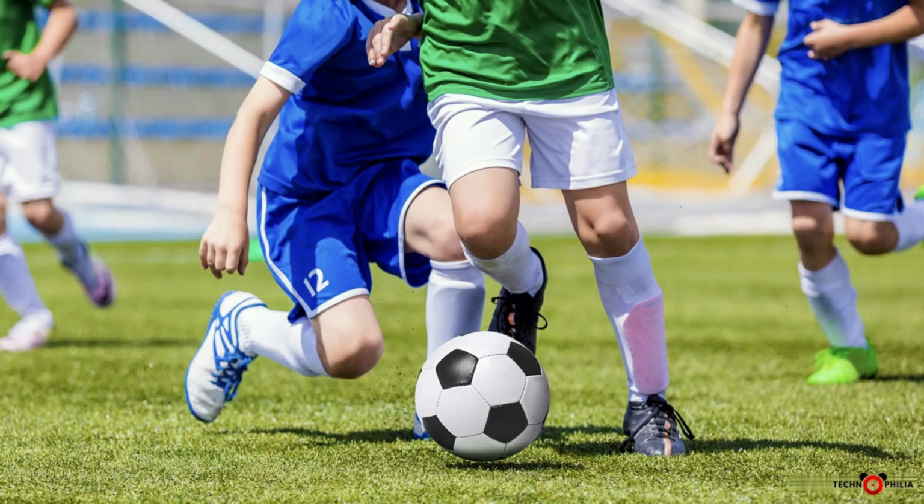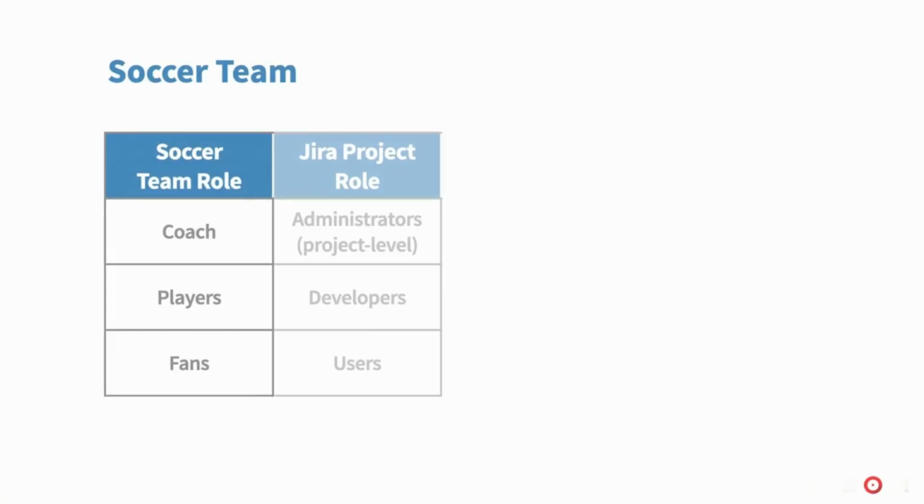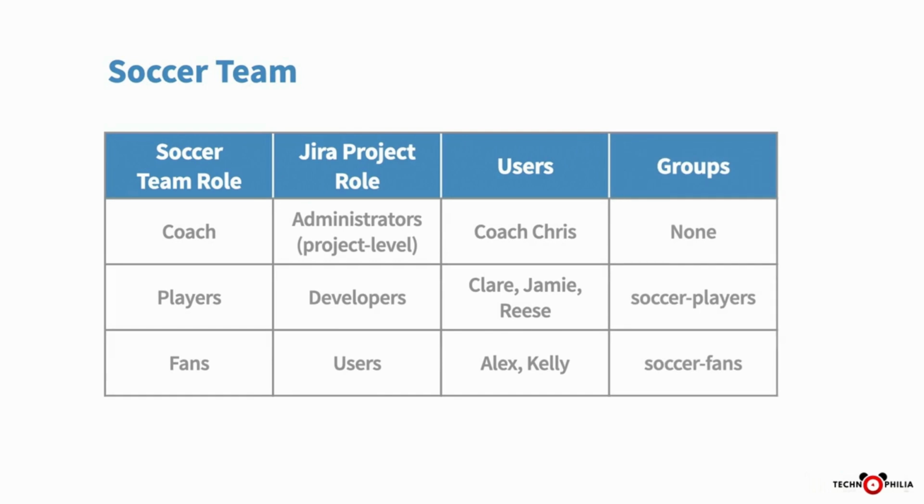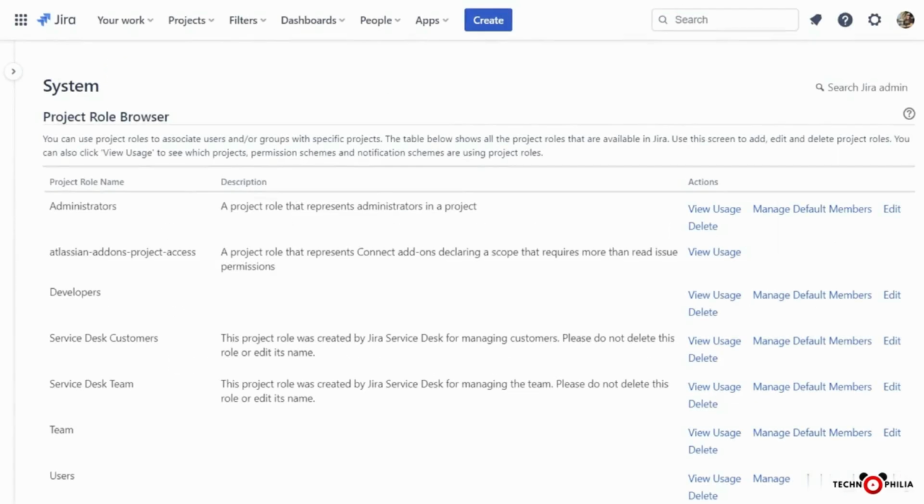Here's how the team roles are reflected as Jira project roles. The coach is in the administrator's role, the players are in the developer's role, and the fans are in the user's role. Some roles are created by default, like administrators and developers, and some companies create additional roles for their teams, like users, team viewers, and testers.